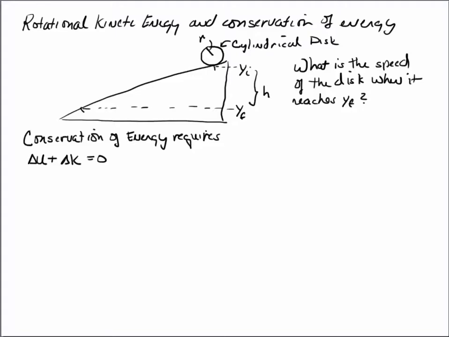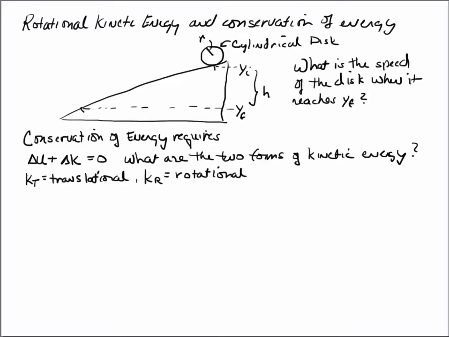So it's simply that the change in potential energy plus the change in kinetic energy is equal to 0. We assume the system is isolated. What are the two forms of kinetic energy? Well, we have the translational kinetic energy because the center of mass of the object is moving with some linear velocity. And then we have the rotational kinetic energy because at the same time it's moving, it's also rolling.